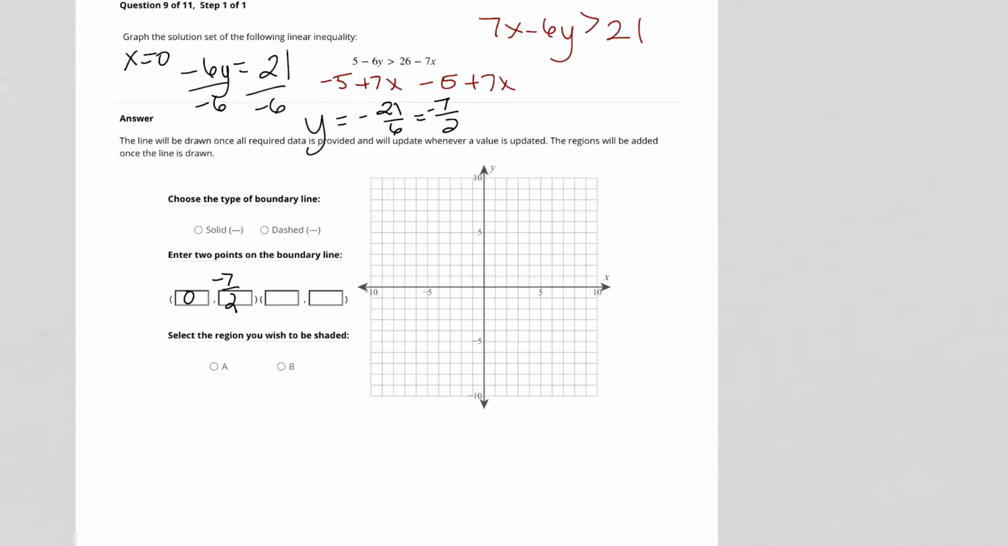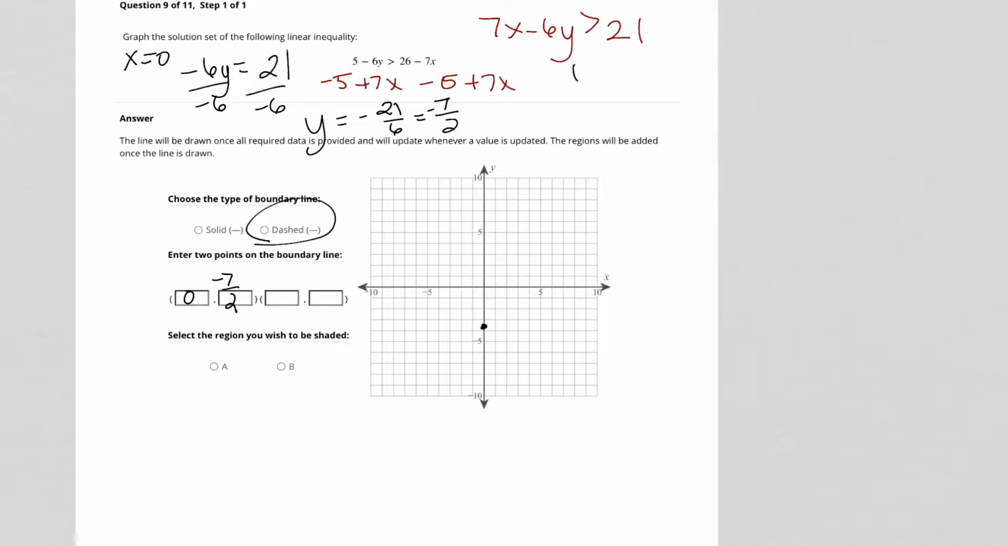Oh, I did forget to say whether we had a solid or dashed line. Greater than means dashed. All right. And again, when you put these numbers in HAWX, it graphs it for you, so don't worry too much about that. Negative 7/2, though, is negative 3.5. So I'm going to be 1, 2, 3, right about here.